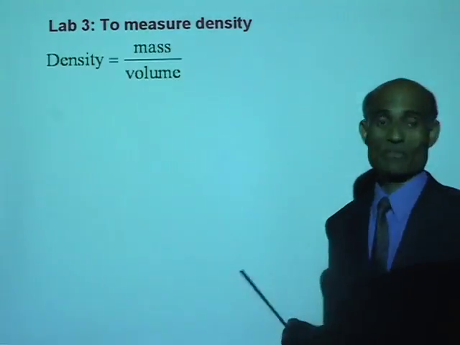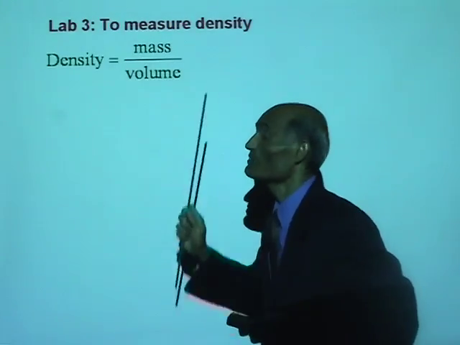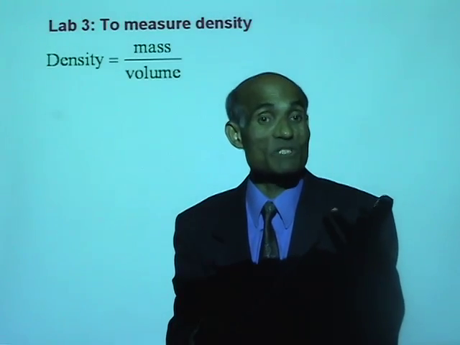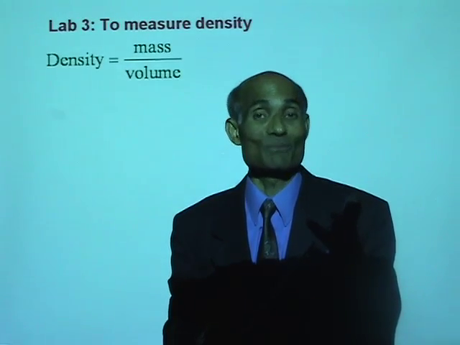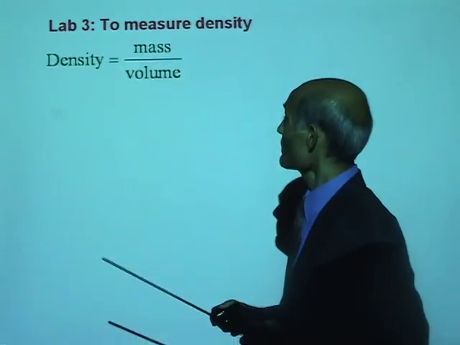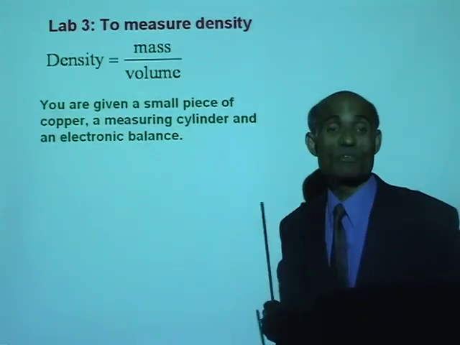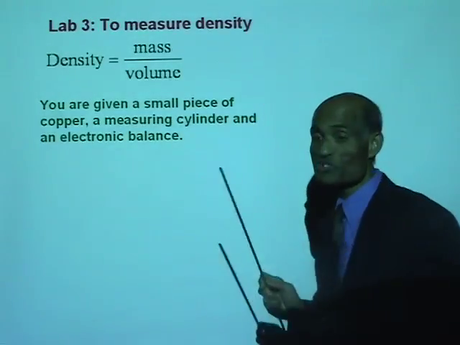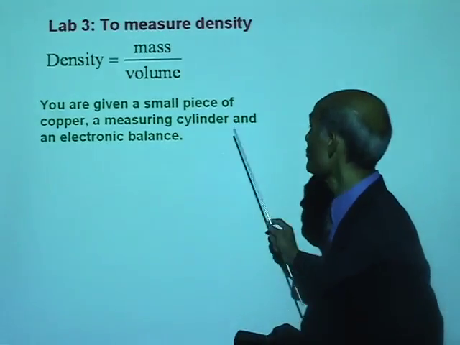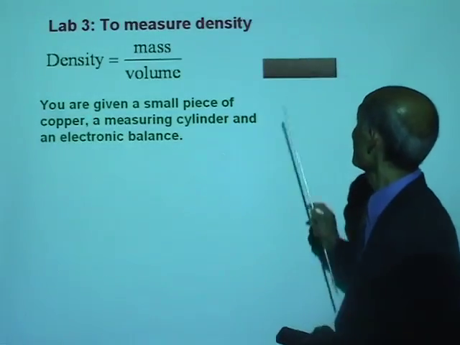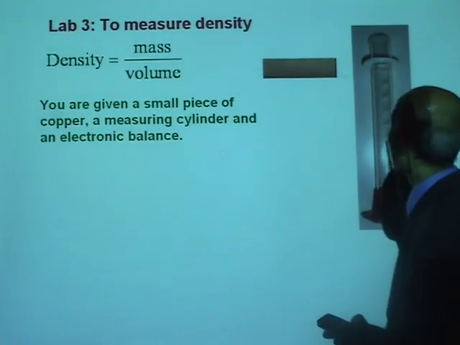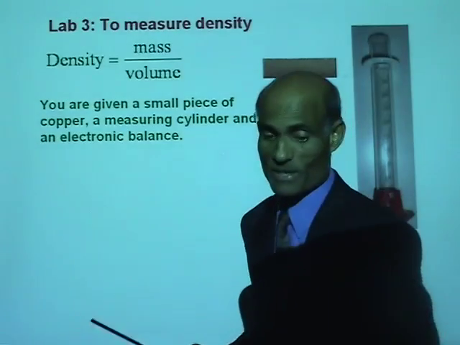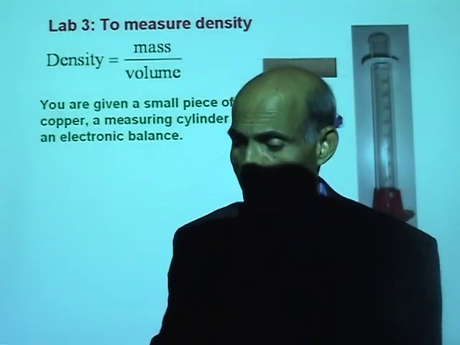I'm going to ask you to do one thing. Density is mass divided by volume. That means to find the density of an object, you need to measure its mass, and you need to measure its volume. Alright? I'm going to give you a few things. You are given a small piece of copper, a measuring cylinder, I will show you what a measuring cylinder is, and an electronic balance. So this is a small piece of copper, and this is a measuring cylinder, and this is an electronic balance.